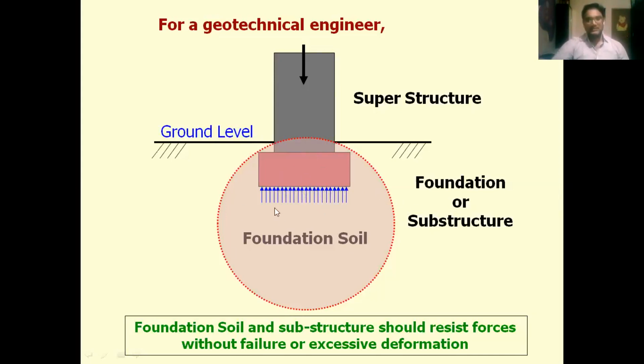So the foundation soil, this is where the load distribution takes place, and this is the resistance towards the load. So the soil is having a proper bearing capacity, where it can sustain the applied load, which is falling from the superstructure, right? So you can see the foundation soil and substructure should resist the forces without any failure, where your structure is stable, isn't it?